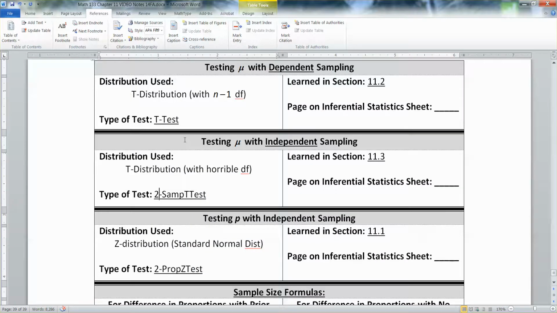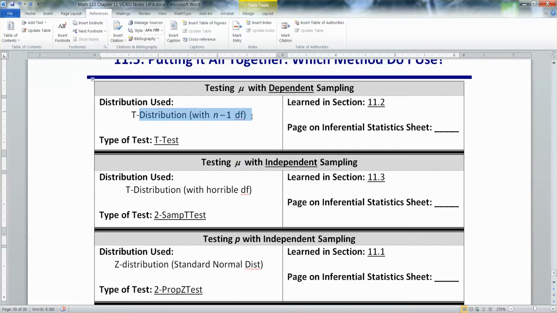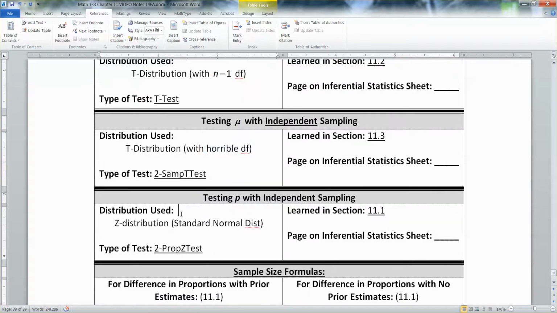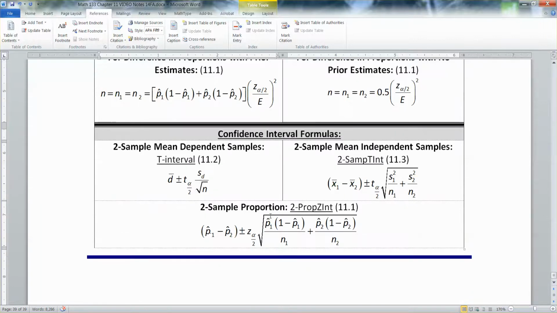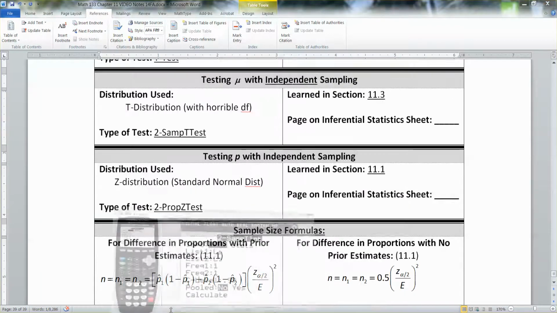Oh, I forgot to mention real quick, I'm sorry. The degrees of freedom for that first type is really simple. It's just n-1. And this is the one with the horrible degrees of freedom that we kind of ignore because it's so hard we just make computers figure it out for us. Sorry, I forgot about that. Of course, with a z distribution, you don't have to worry about degrees of freedom because there isn't one. It's the z distribution. It is what it is, right? The mean is 0. The standard deviation is 1. And for that one, you're going to use a 2 prop z test, or when you're doing the interval, a 2 prop z interval.